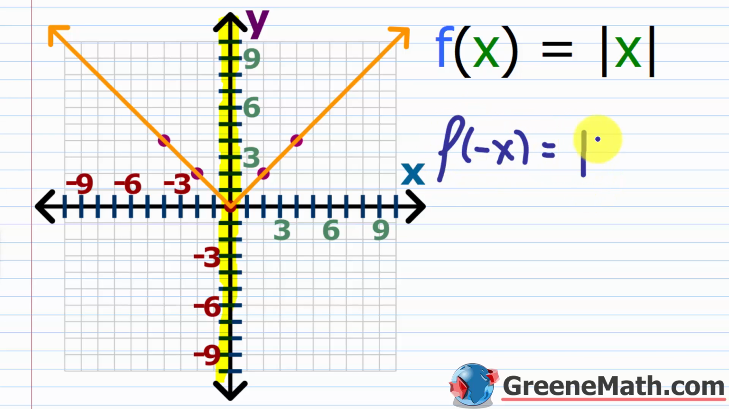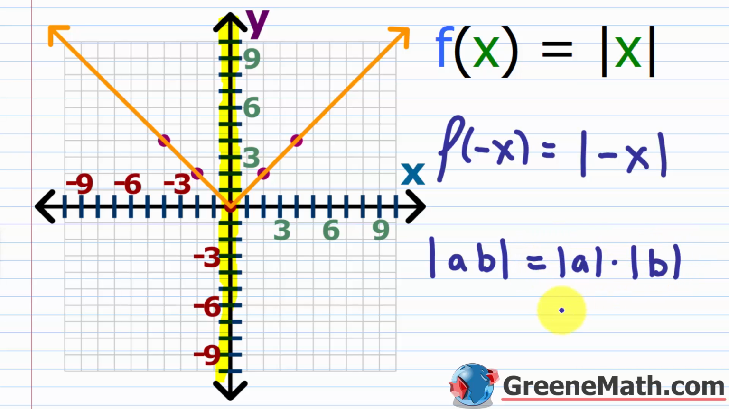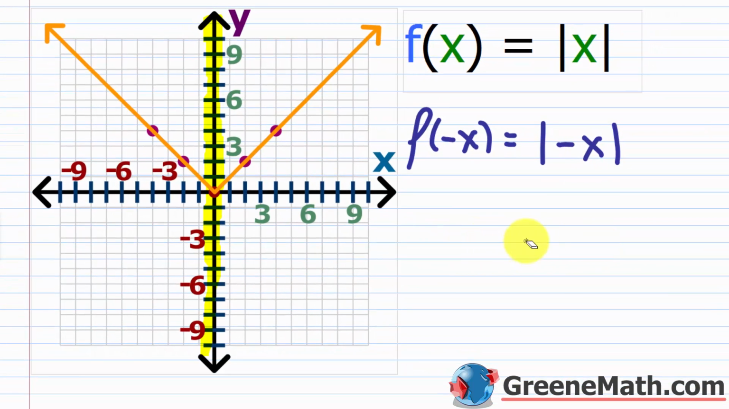Well, if I plugged in a negative x inside of the absolute value bars, again, I have another rule with absolute value. If I have, let's say, the absolute value of a times b, this is the absolute value of a times the absolute value of b. By rule, I can split this up and say that it's the absolute value of negative 1, because this is really just negative 1 times x, then times the absolute value of x. That's all that would be.